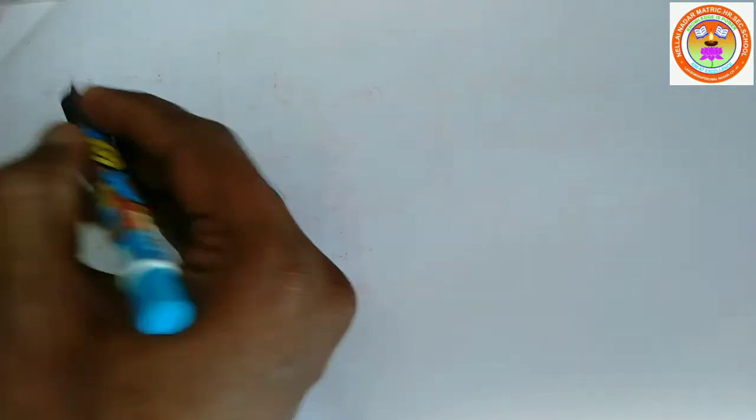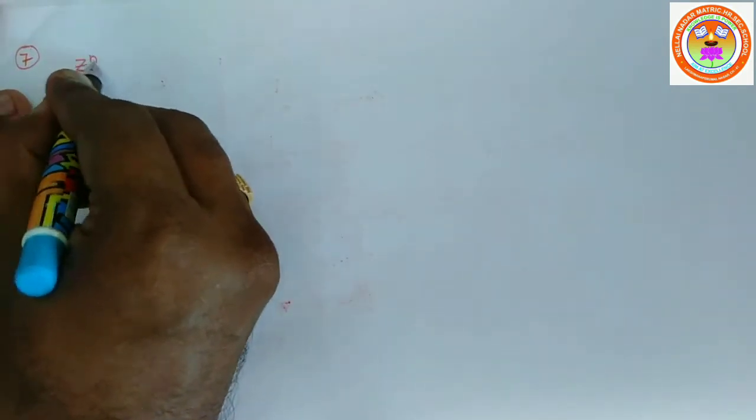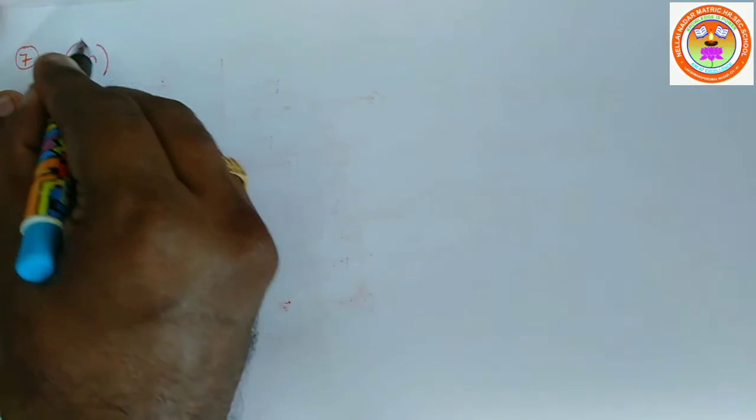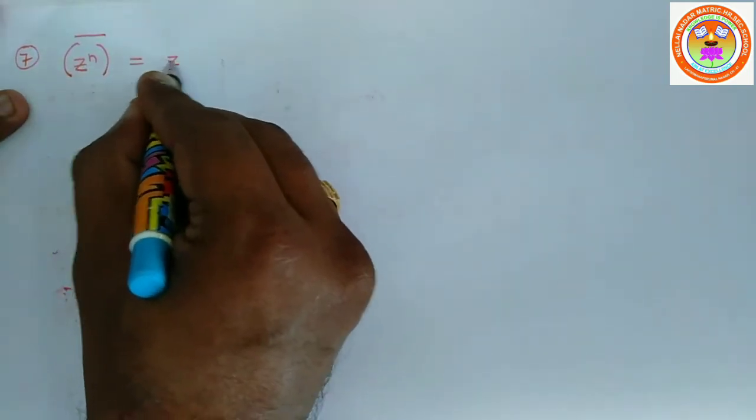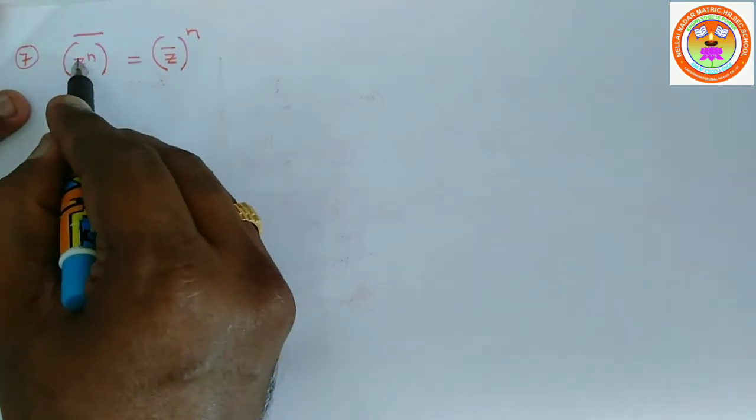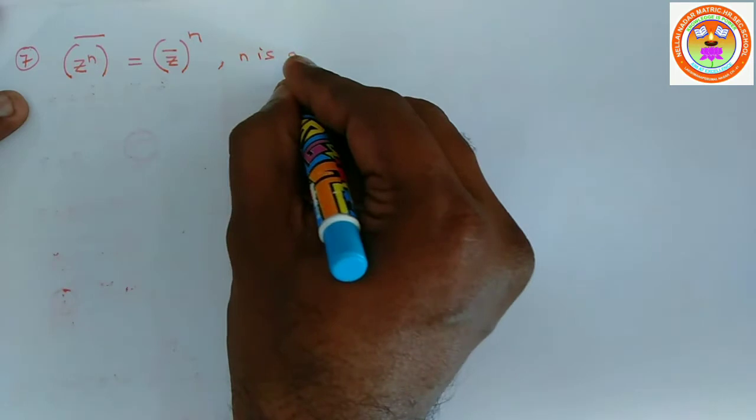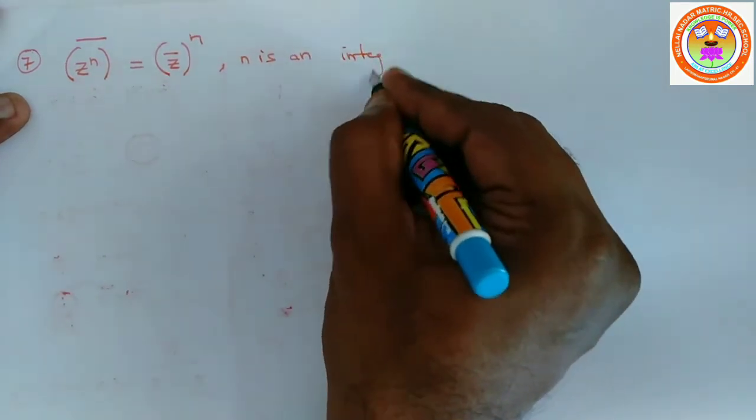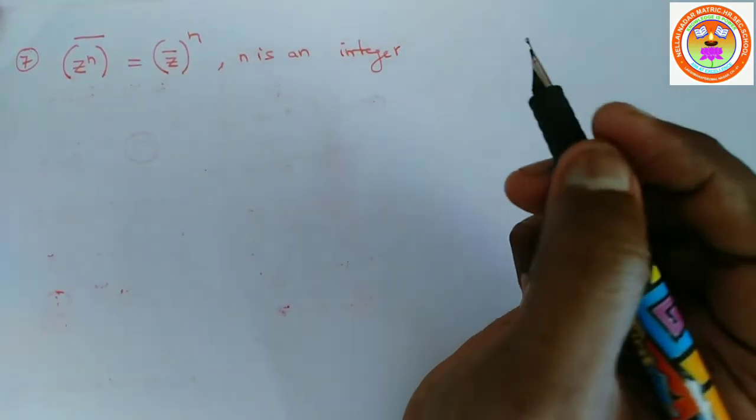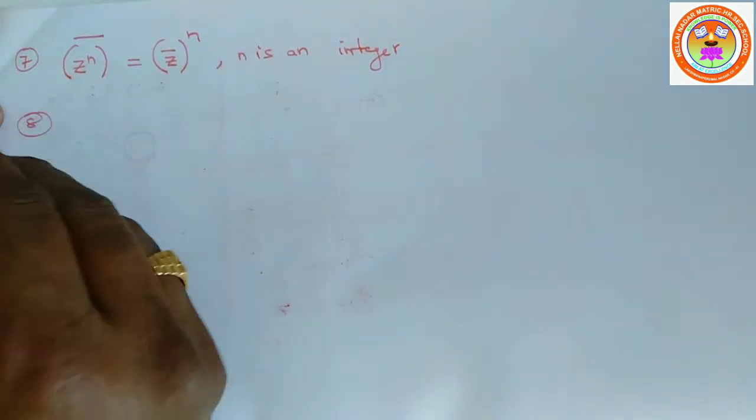So property number 7. What is property number 7? Z power n, the whole bar, we can write as z bar whole power n. Nothing but I am moving the bar inside, n outside. That's all. Where n is an integer. It should not be a fraction. It should not be a decimal. Okay.